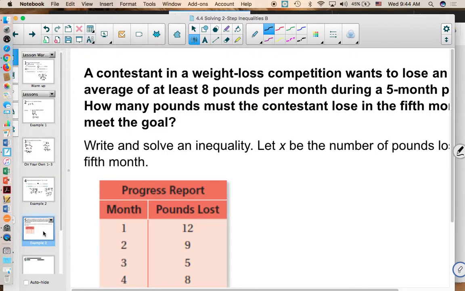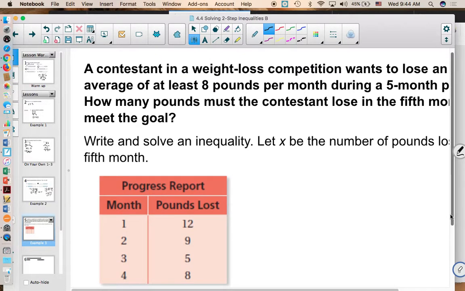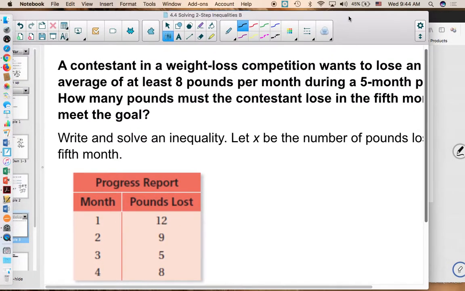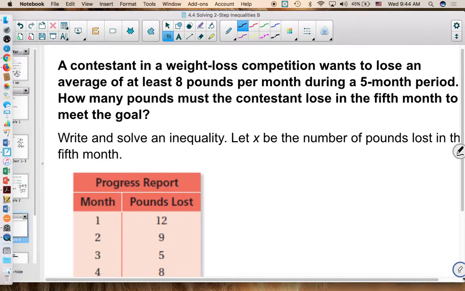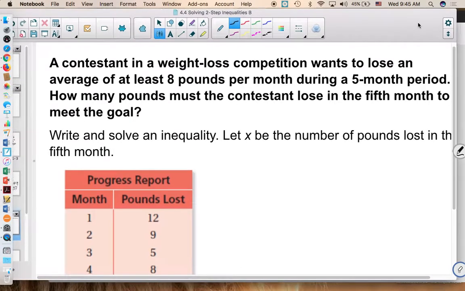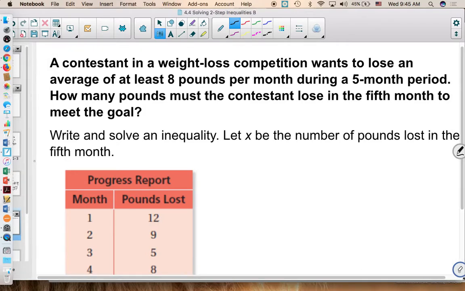Got a story problem. Contestant in a weight loss competition wants to lose an average of at least 8 pounds per month during a 5-month period. How many pounds must the contestant lose in the 5th month to meet the goal?